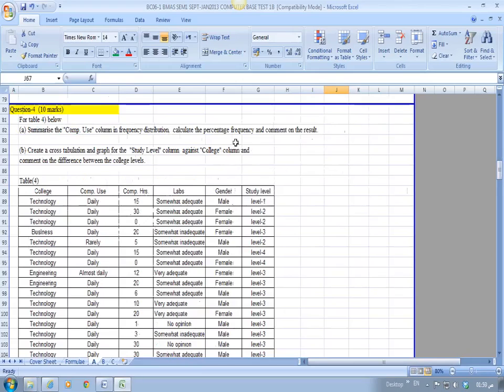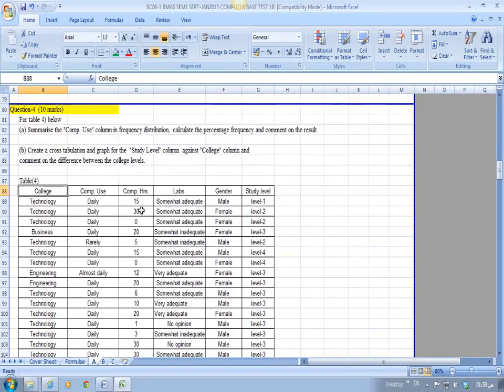The next question is about data which is given, and here in this data we want to summarize it. The first question is to summarize the use of the computer. Here there is college, and this is the use of the computer column in a frequency distribution. We want to make a frequency distribution. It means that we want to see how many use the computer daily, how many use it rarely, and almost daily, and so on, and calculate the percent frequency and comment on the result.